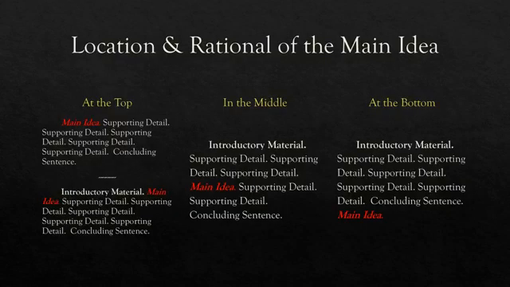So when we think about where we find the main idea, there's three, perhaps four places to find the main idea. The main idea in our first example was found at the very top. It was the very first sentence. And so some writers offer the main idea as the very first sentence, followed by support, and then, if they're a good writer, they'll offer a concluding sentence.